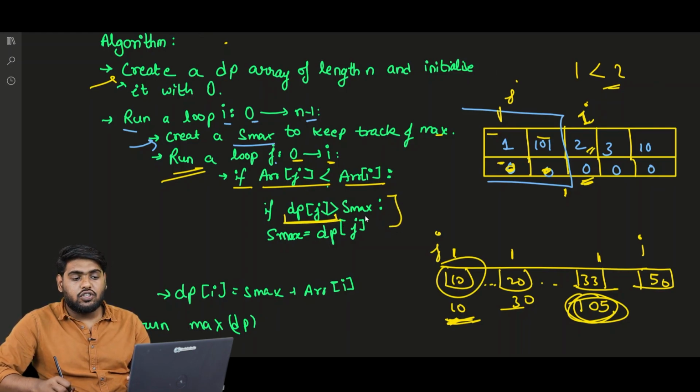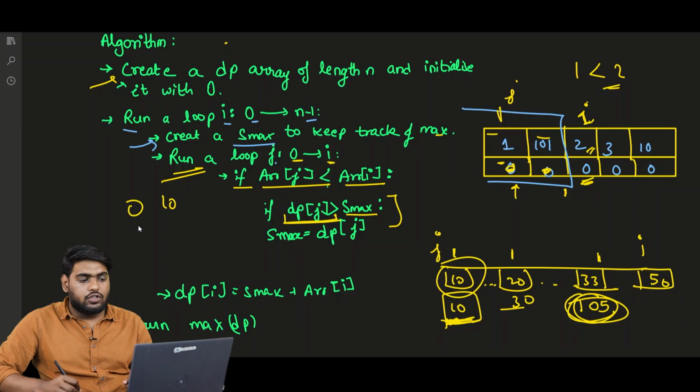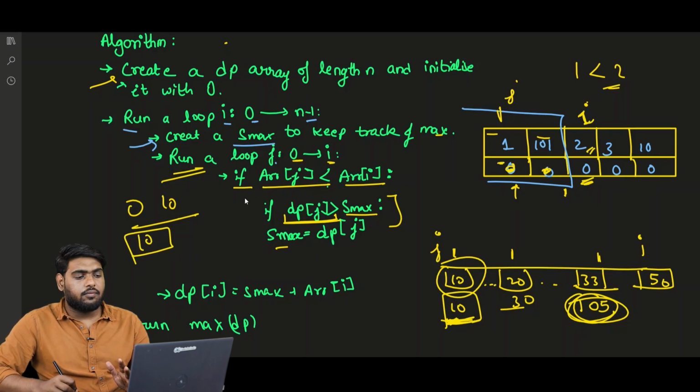We'll check if dpj is greater than s max. Initially our s max is 0 and dpj holds some value. If we talk about this example and our j is here, dpj is holding 10, correct? So for the time being, what will my s max be? Till now my s max can be considered as 10, right? Because 0 is less than 10, this condition passed and I have initialized it now with 10.